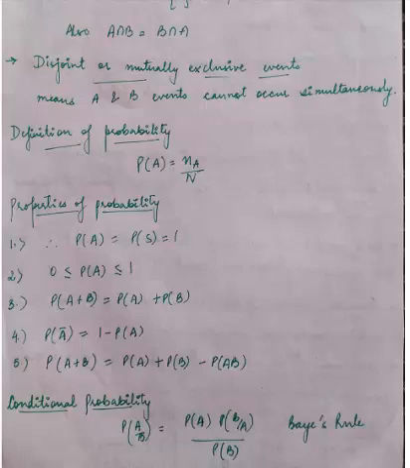So the formula of probability is: probability of A is equal to NA by capital N. NA is the number of outcomes belonging to event A, and capital N is the number of possible outcomes. Also we can say probability is equal to the number of ways of achieving success over the total number of possible outcomes.